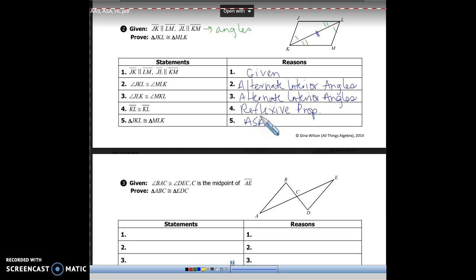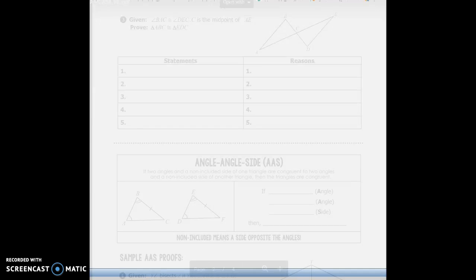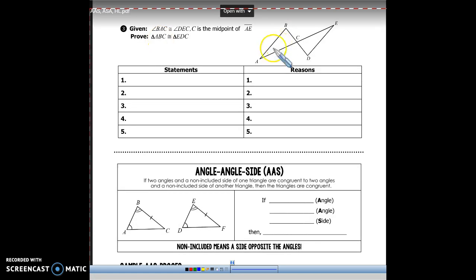Okay, now you take just a minute, pause the video, and you try number 3. Okay, going through number 3 really quickly after you've worked it. Given angle BAC, so I'm going to mark that, which is this angle, is congruent to angle DEC, which is this angle. So nothing's been filled out on here, so we have to fill everything out. So angle BAC is congruent to angle DEC, and the reason is given.